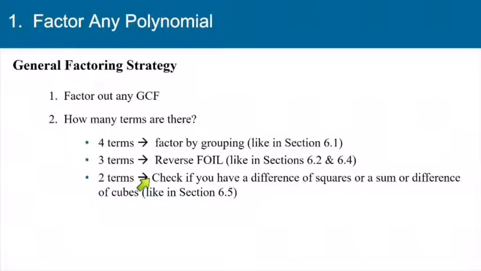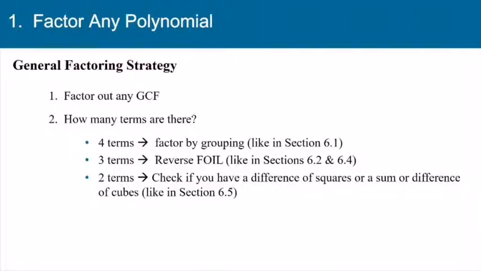So no matter how many terms you have, if it won't do what this is saying here, then you won't be able to do anything else. So if it's 4 terms, you have to use the grouping method. If you can't do it by grouping, you can't do anything to it. If it's 3 terms, then you have to try to reverse FOIL. If you can't reverse FOIL on a 3-term problem, then you can't do anything. If it's 2 terms, then you have to be able to factor it by difference of squares or sum of cubes or difference of cubes. If it won't do one of those 3 things, then you won't be able to do anything to it. So the number of terms really tells you what to do. And if doing this doesn't work, then nothing's going to work.